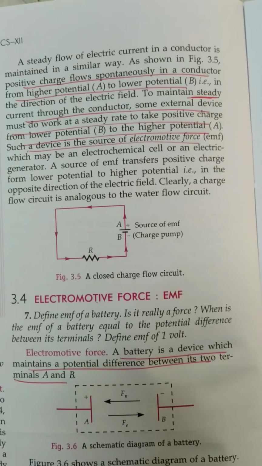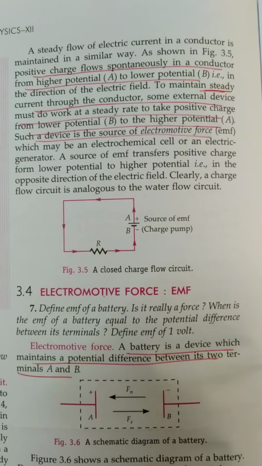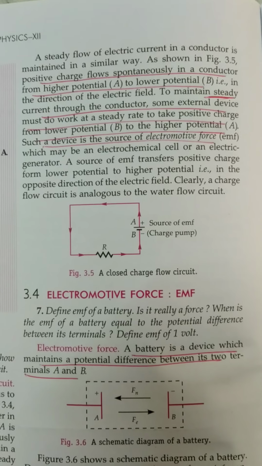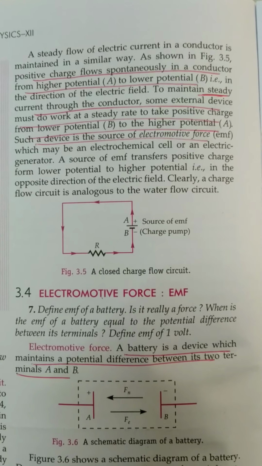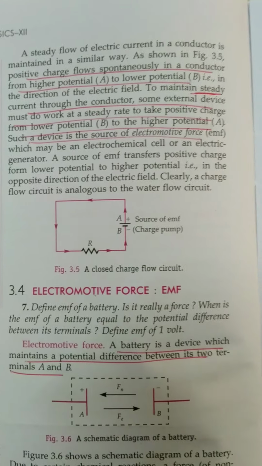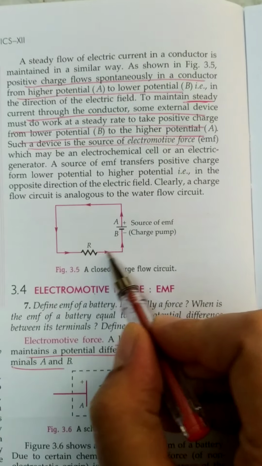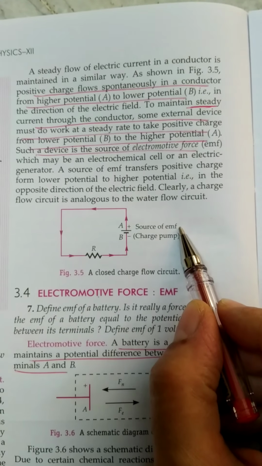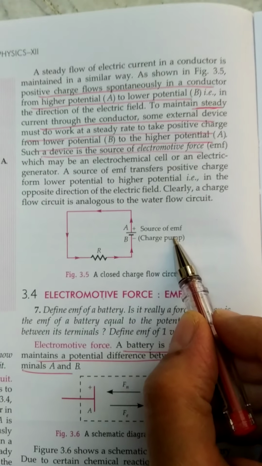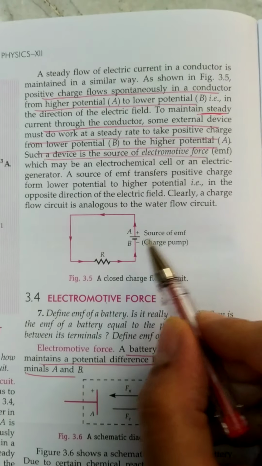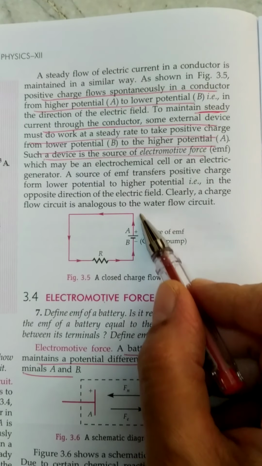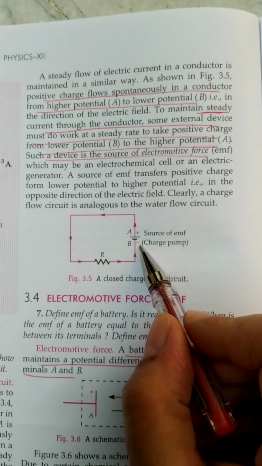Next topic is, how can we maintain steady current in a circuit? If we want to maintain steady current in a circuit, we have to connect some external source in the circuit. That is the source of EMF, for example, a battery, so that the current continuously flows from positive terminal to negative terminal.